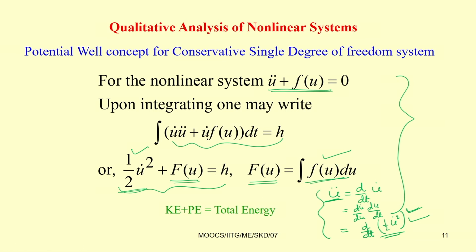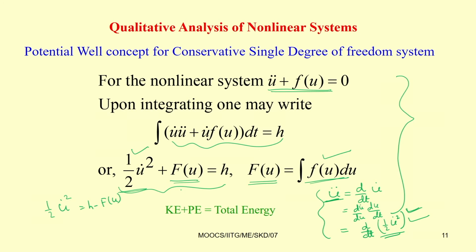So you can write F(u) equal to h minus half u dot square. In other words, half u dot square equals h minus F(u), then u dot square equals 2 into h minus F(u), and u dot will be equal to root over that.